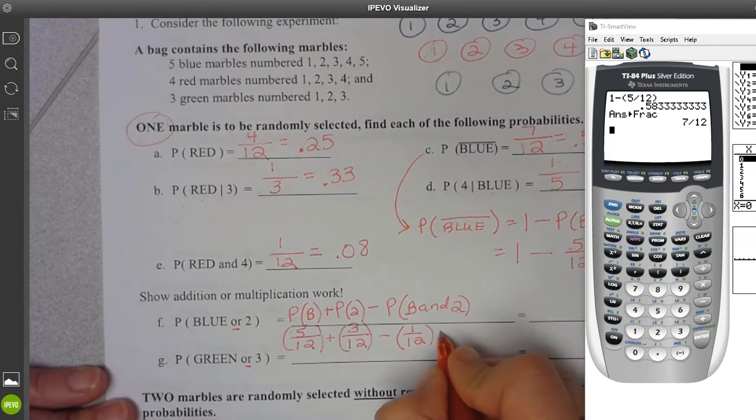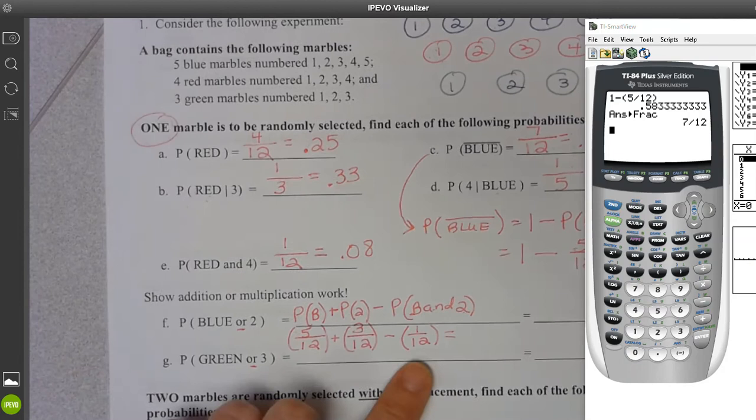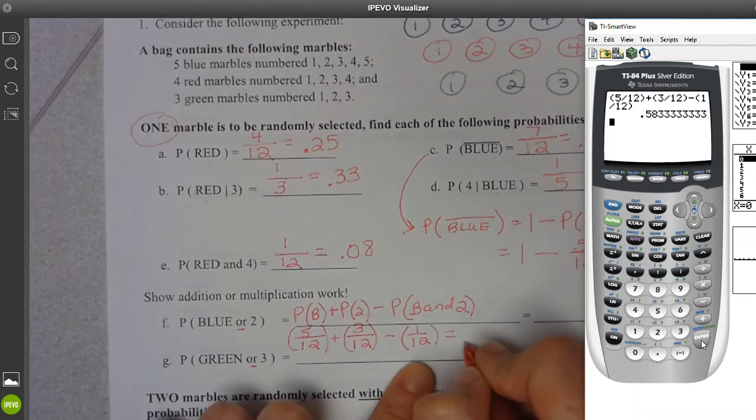If you work that out, in fact, I'll just show you how to do this on the calculator. If you clear this off here, you would just simply put all your fractions in the parentheses. So 5 divided by 12 plus 3 divided by 12, minus 1 divided by 12. Closing off those parentheses and enter. So the decimal we get is 0.58.